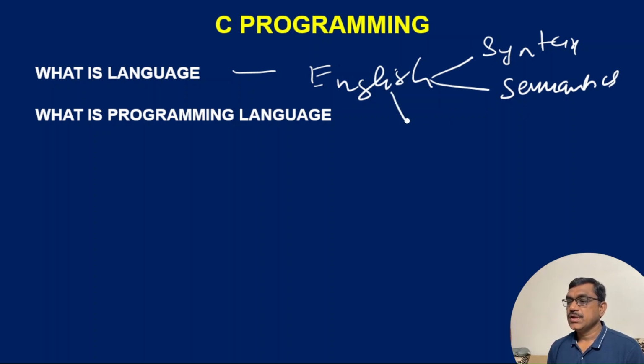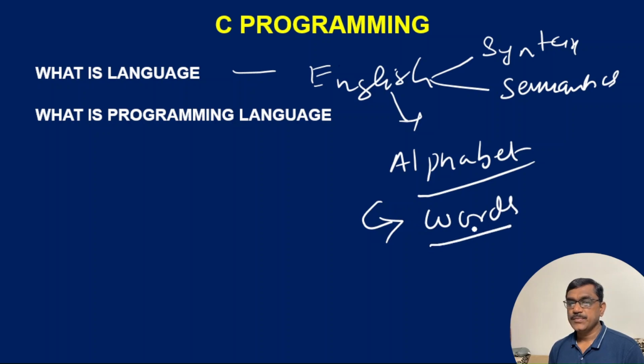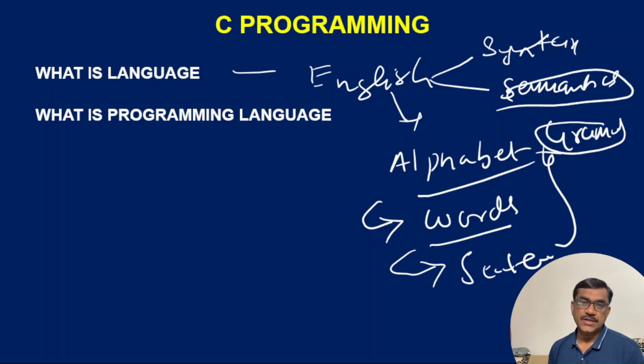Not only this, to learn the English language, we need to learn the alphabet. Once we learn the alphabet, we should know the basic concepts of how to form words. After forming words, next we should know how to form sentences. These set of rules form grammar. Grammar is nothing but the syntax. And when we're talking about semantics, this represents the meaning.